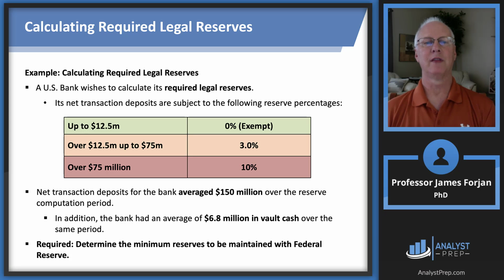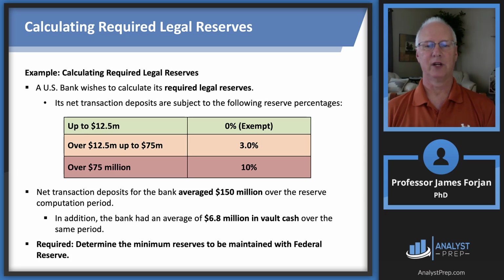Let's suppose that here we are in the U.S., right? So the U.S. authority tells us that up to 12.5 million, we don't need any reserves, but 12.5 to 75, that's the next 62.5 million, right? That's 3%, and then over 75 million is 10%. So remember, for large banks, you got to consider at the margin, so typically 10%.